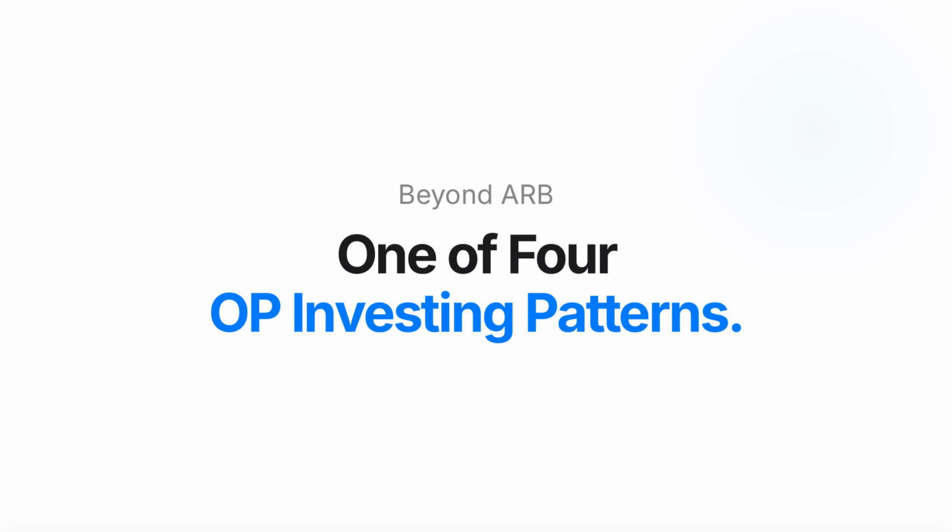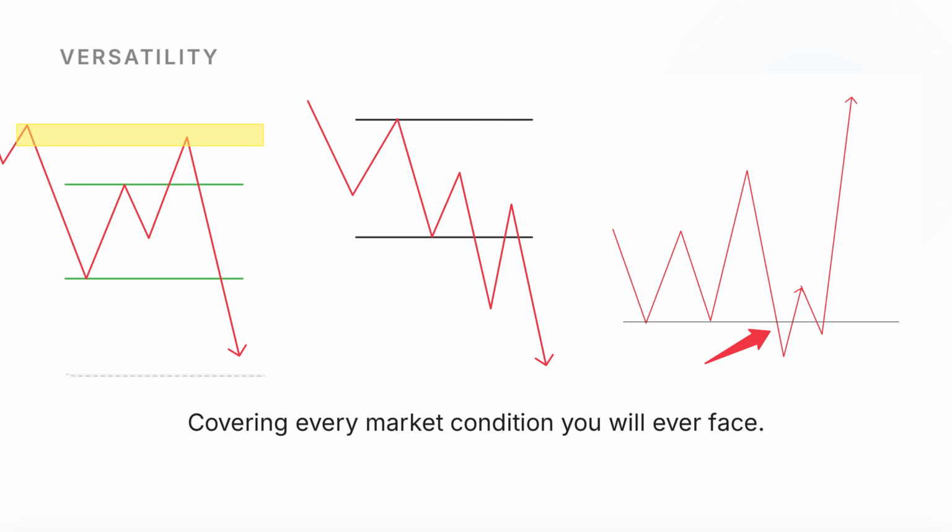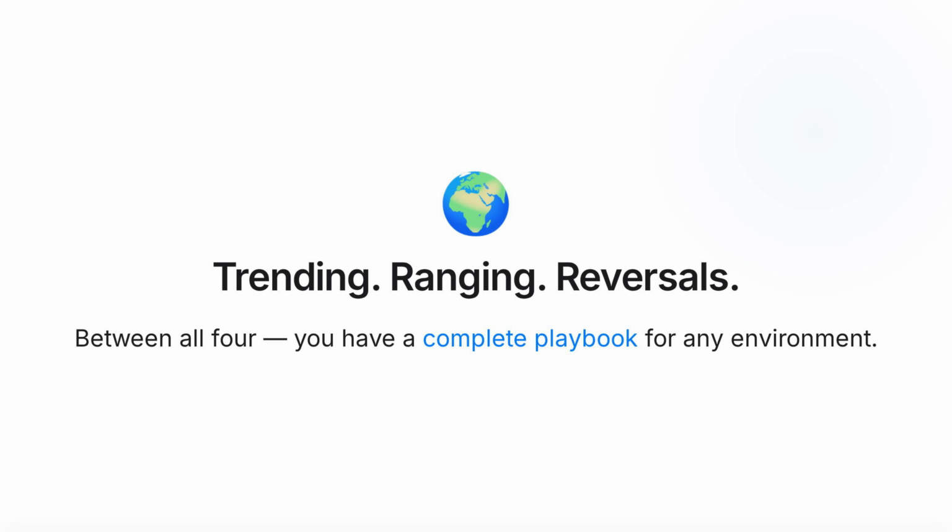But here's the thing, the A or B method is just one of the 4 patterns inside of the complete ORB investing system. And the other 3, they cover every other market condition you will ever face. Trending days, ranging days, reversal setups. Between all of the 4, you have a complete playbook for any market environment.